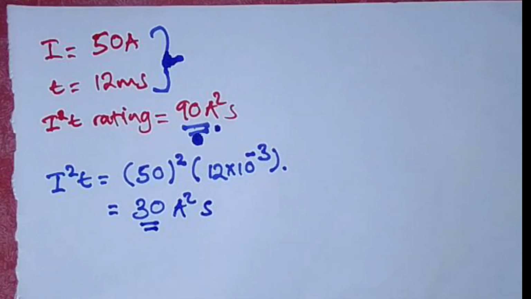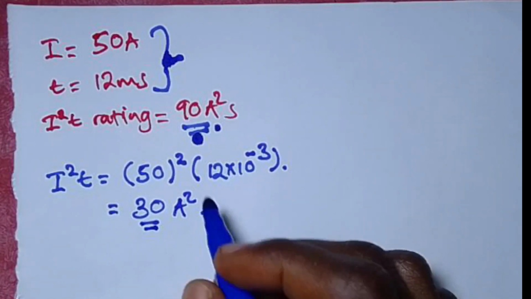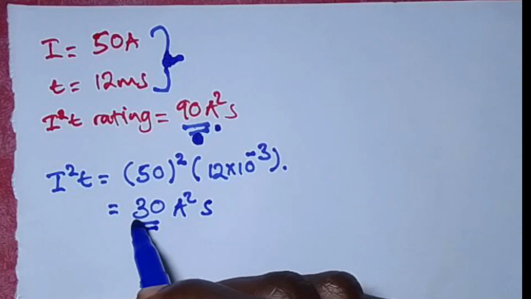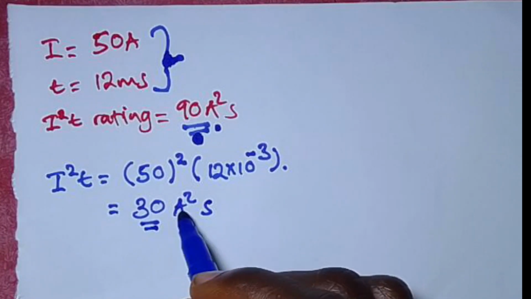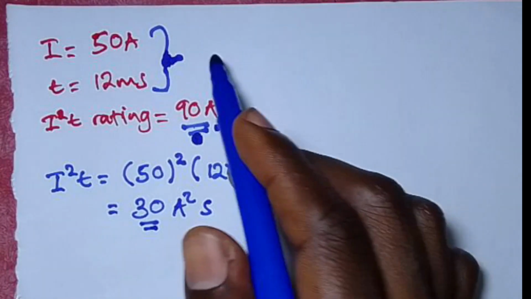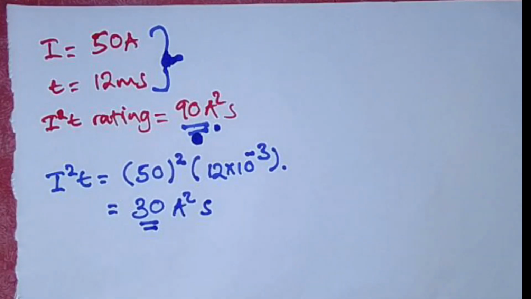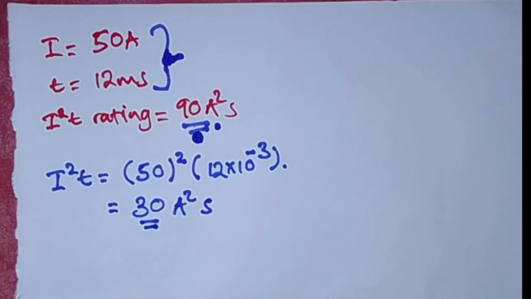So after this comparison, you can simply say that since the value we calculated is less than the circuit fusing rating, therefore the SCR will not be destroyed. Is that okay? Any questions?